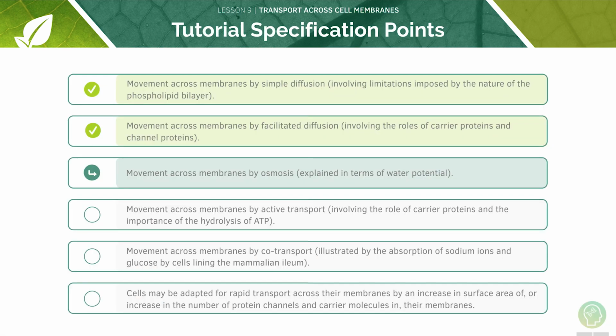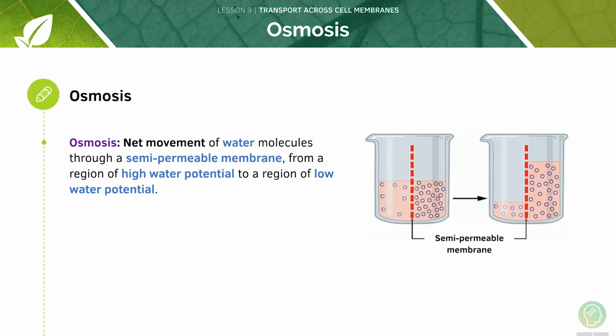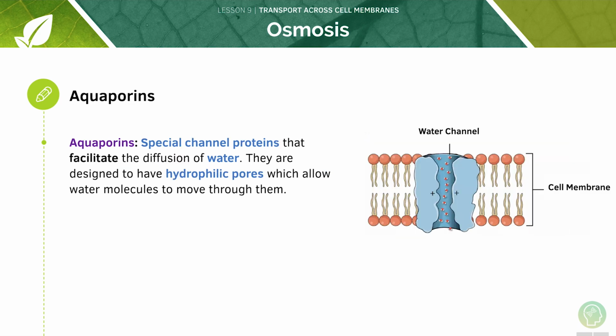Our next specification point will cover the movement across membranes by osmosis. Osmosis is just about water. Water is a polar molecule, so it diffuses across membranes via facilitated diffusion. Aquaporins are the water transporters. They are special channel proteins that facilitate the diffusion of water.